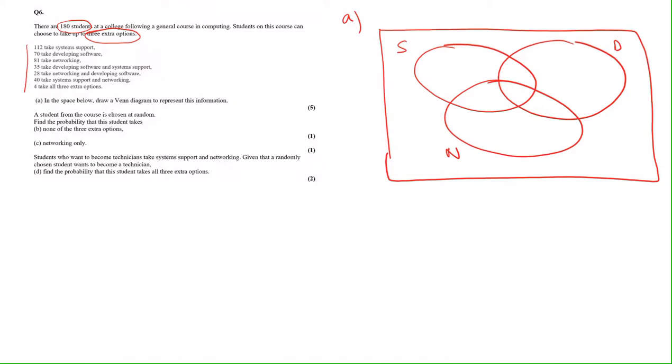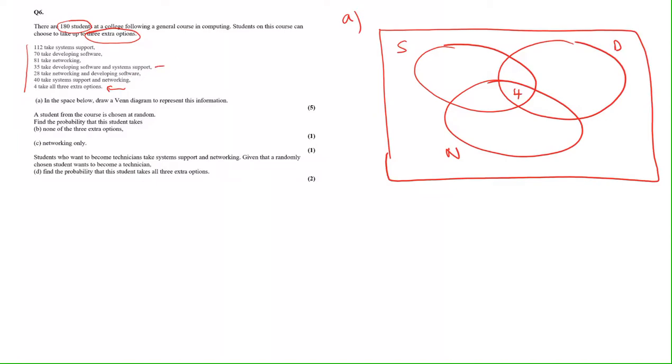So as with all Venn diagrams, we'll start in the middle, and that is the option of taking all 3. So that's this last one. So I've put 4 in the middle. Then I'm going to move to the next section, so these 3 outer bits. So this first one represents system support and developing software.